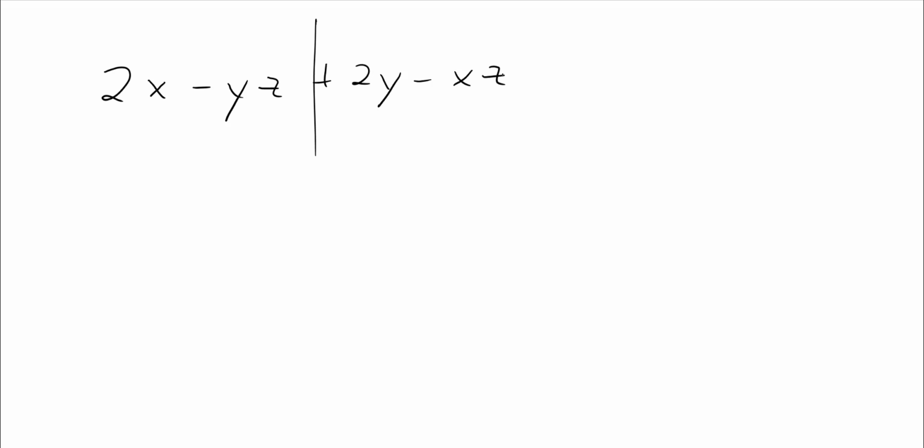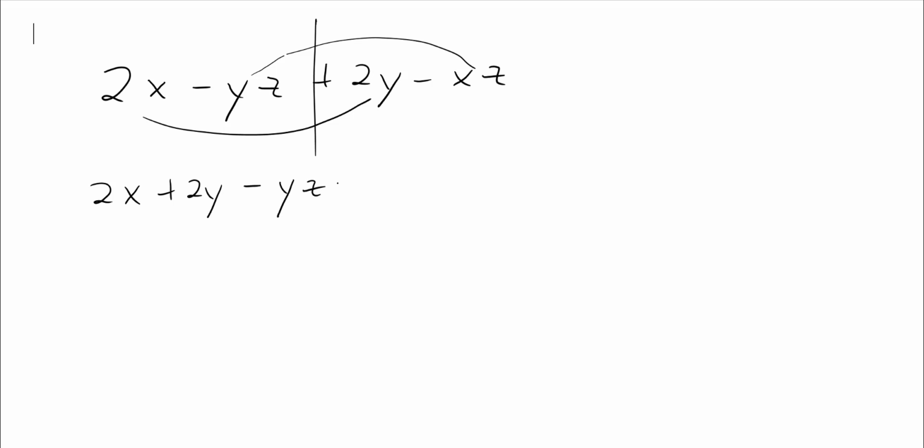Okay, so I'm going to rewrite this, and I'm going to pair things together. Now you're saying, well, how do you know what to pair together? See this 2x and this 2y? Don't they both have a 2? That's good. So 2x plus 2y. And you notice that the other pair both have a z. So minus yz minus xz. Now the numbers happen to be the same, so we're kind of good to go here. We don't really have to do anything fancy.